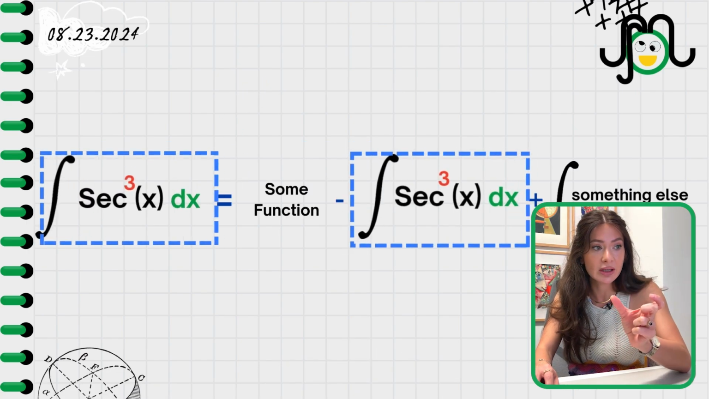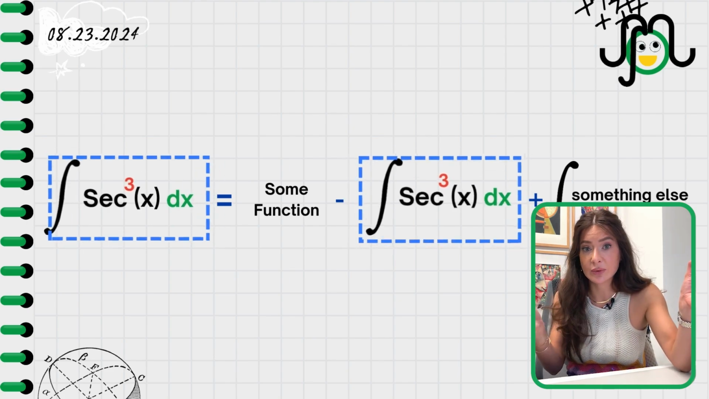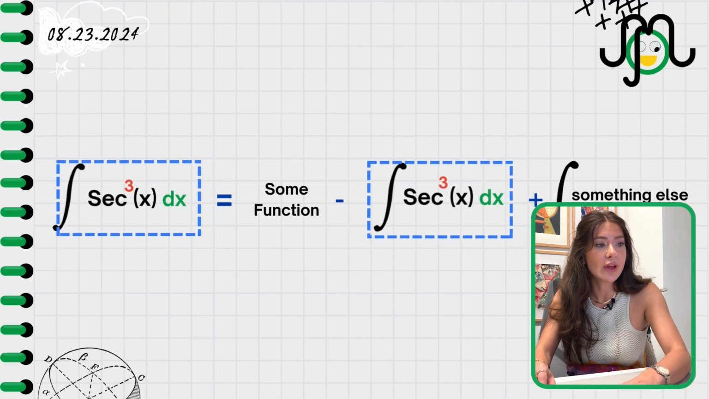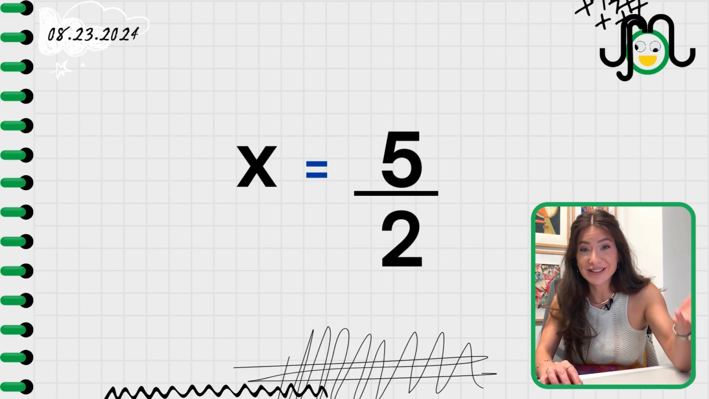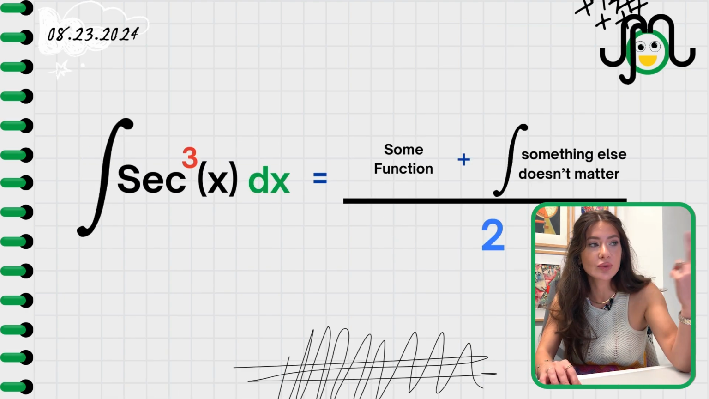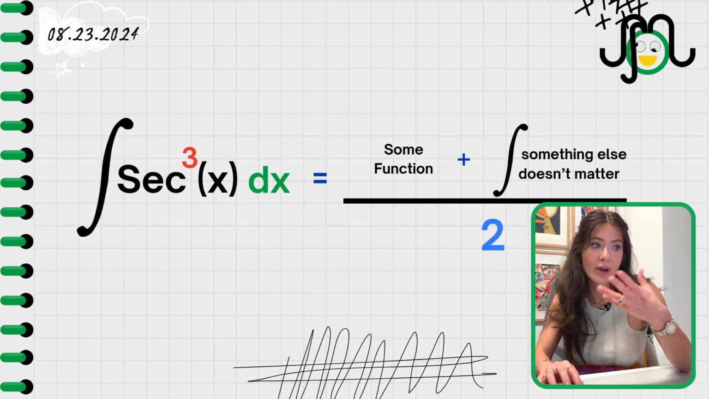It's the same expression on the left side and on the right side. So you just move that over to the left side, and then obviously they asked you for 1 integral of sec x, not 2, so you divide your answer by 2, and that's the trick.